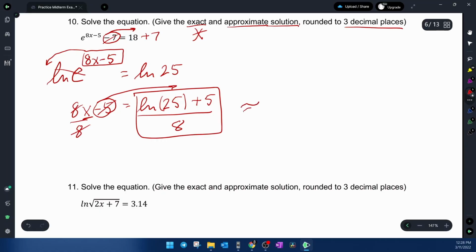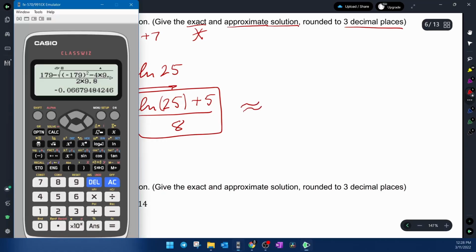And then if I want the approximate solution, I'm going to need to pull up my handy-dandy calculator and input that. That's going to be the natural log of 25 plus 5 all over 8, and rounded to 3 decimal places, 1.027.